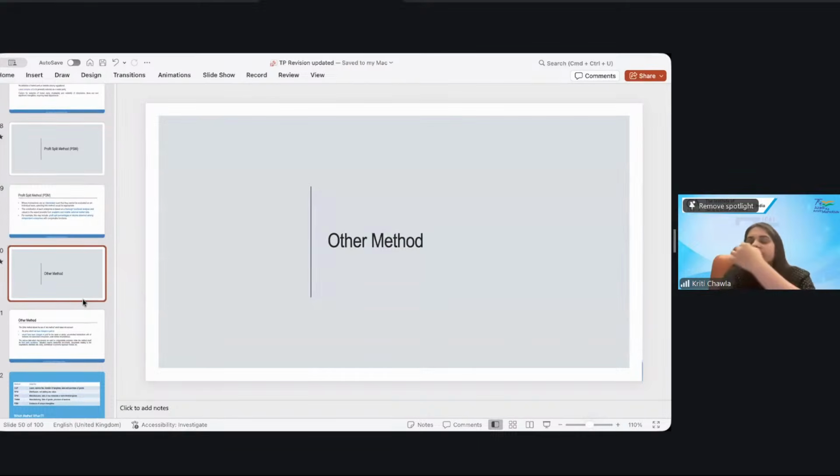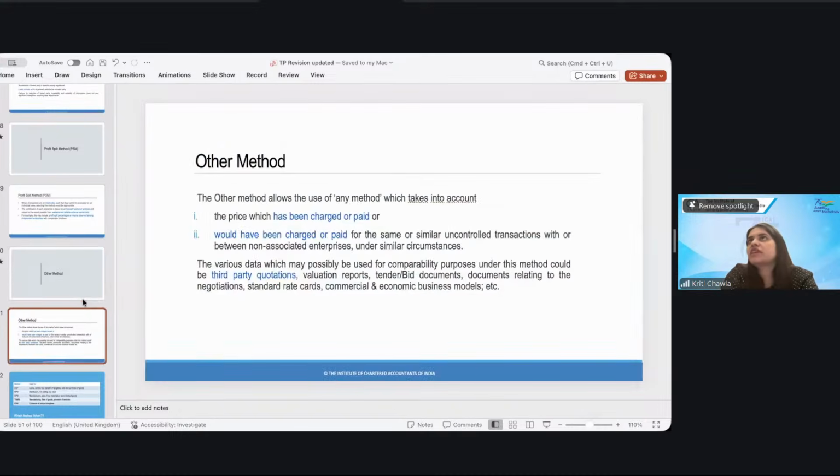The last method that we have is something called the other method. The other method is something which is very specific to India. It's not there in the OECD transfer pricing guidelines. Now, the other method basically means that you are using third-party quotations, or the price which would be charged for same or similar uncontrolled transactions. That is called the other method.